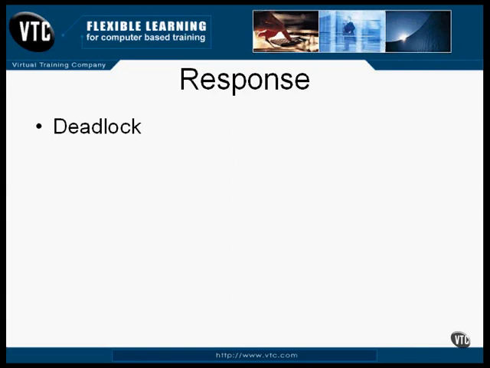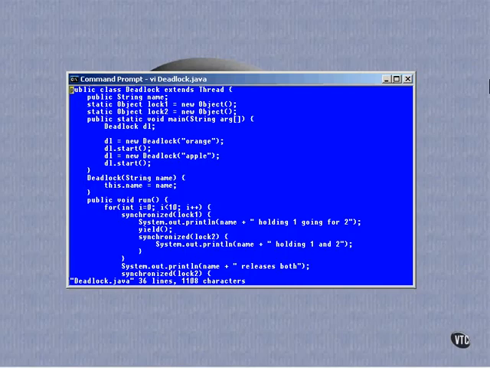The first one is deadlock. It's the worst because it completely locks up the program, so the only way to get it going again is to kill and restart it. It comes about when two threads are trying to access the same resource and wind up waiting for each other forever. This is a class that's specifically designed to deadlock.